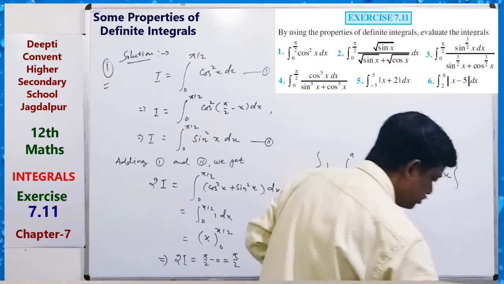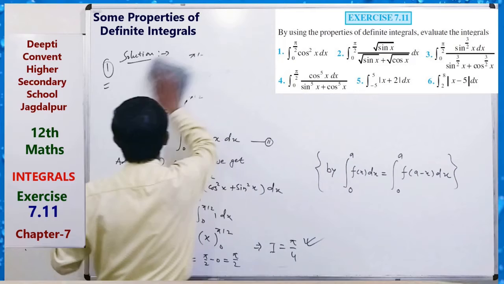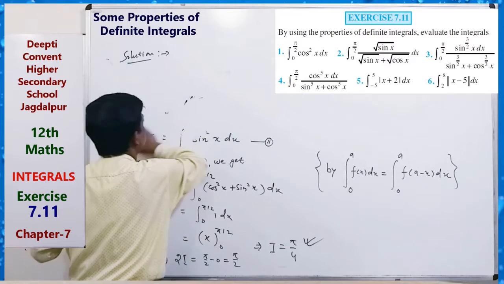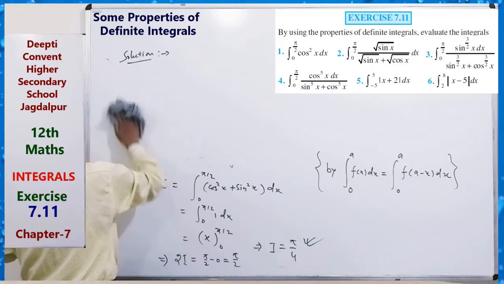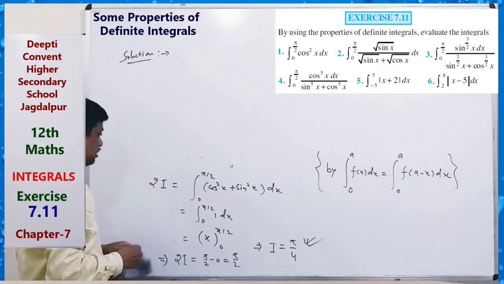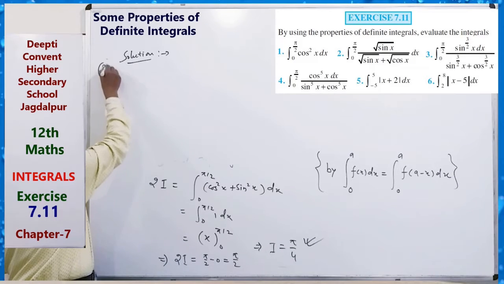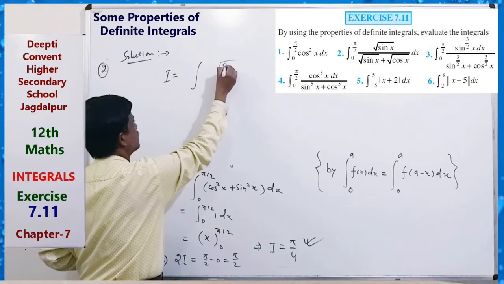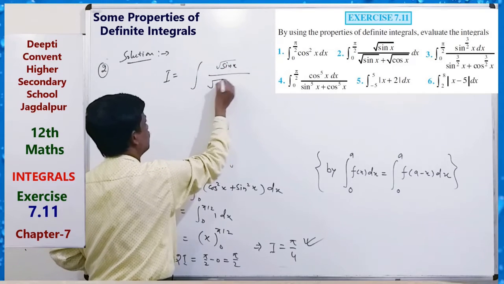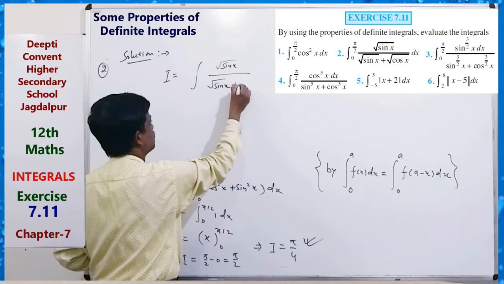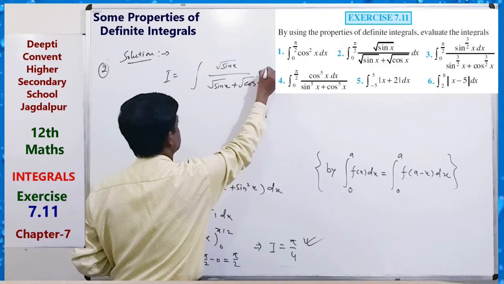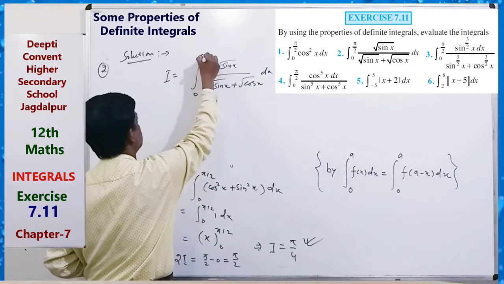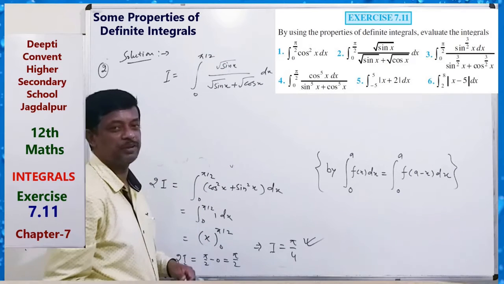Similar questions. Question 2, solution 2: the integral of root sin x upon root sin x plus root cos x dx from 0 to pi by 2. Very simple integral.